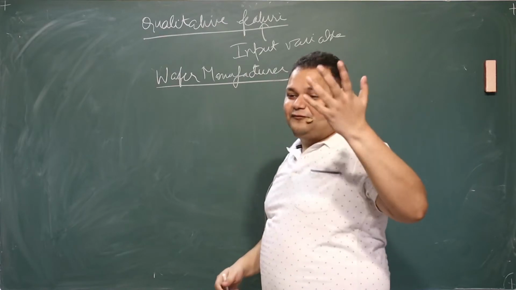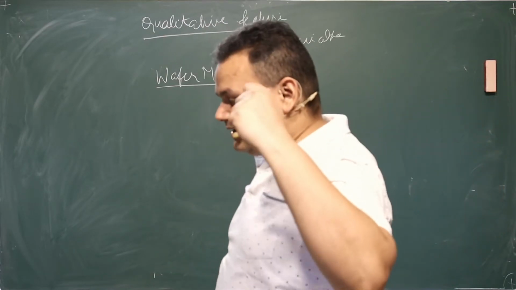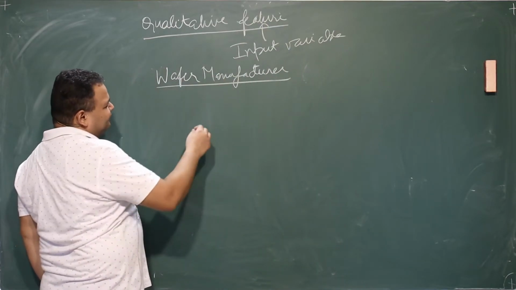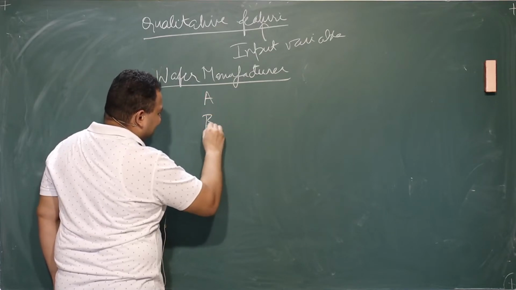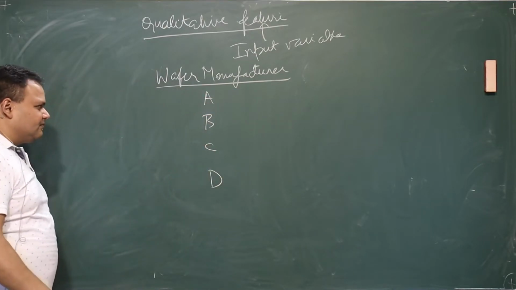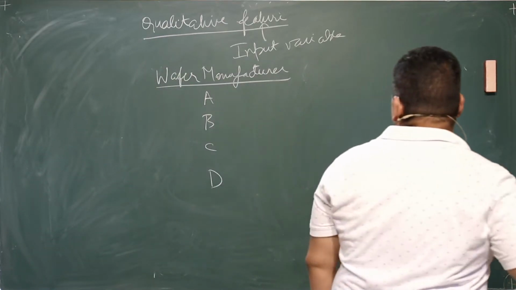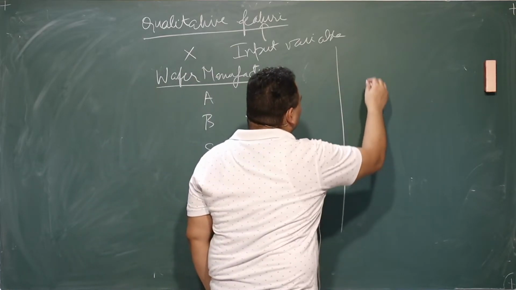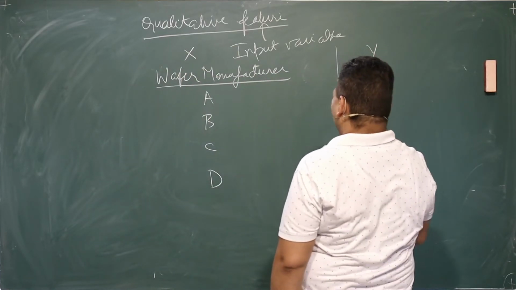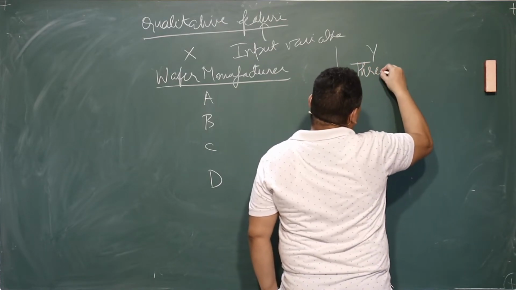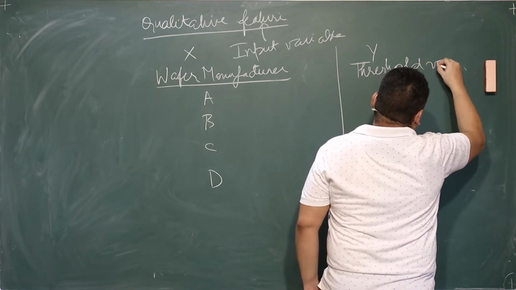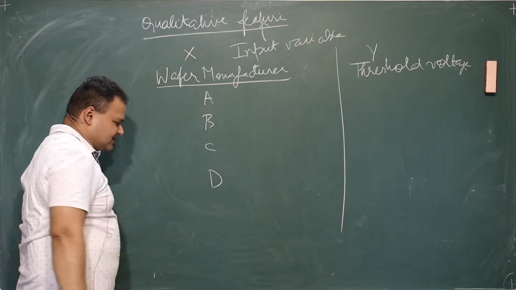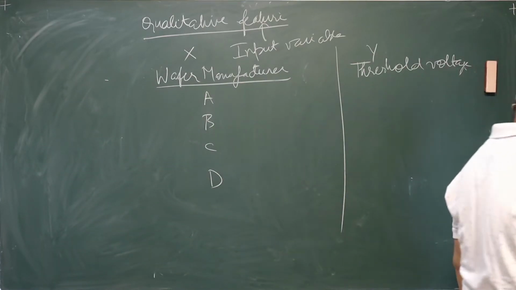So maybe one of the wafer manufacturers' wafers do not work so well. My devices do not work so well if I use it. So let us say I have 4 manufacturers, call them A, B, C and D. This is my input X, and my output Y is, let us say, threshold voltage. You obviously have other inputs as well. One of these inputs is wafer manufacturer.